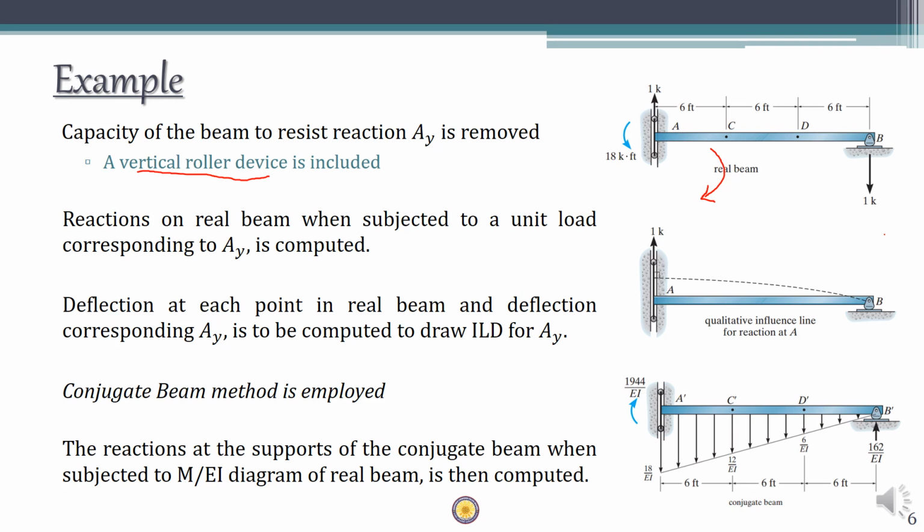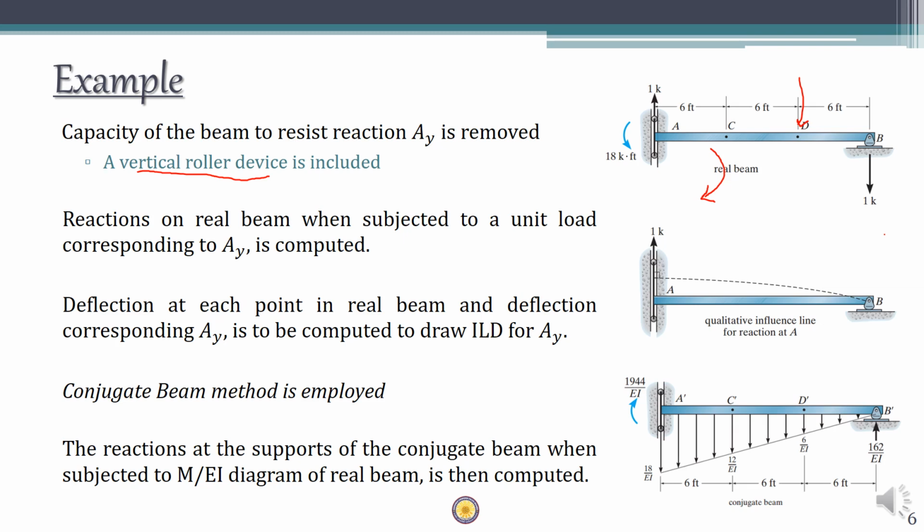So the ILD is going to be like this, this is the qualitative shape of the ILD. Now the aim is to place a unit load at different points, say somewhere here, every point in this beam, and find out the value of the reaction AY, right?